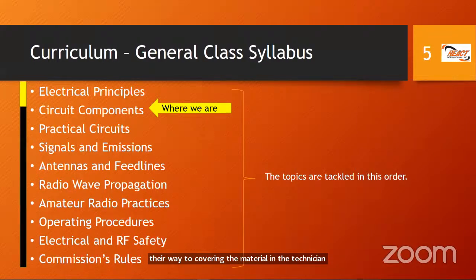Right. So coming to our general class syllabus and the curriculum, where are we? Well, we will be completing the electrical principles. We just have a couple of items of theory, and then we'll move straight on to the circuit components. So this is where we are in the course.